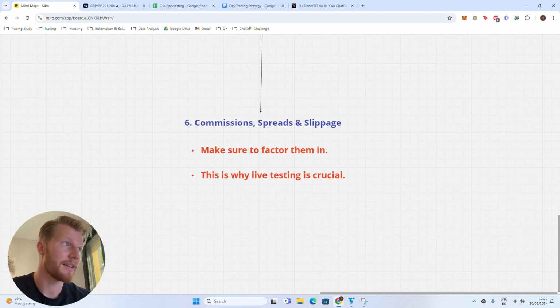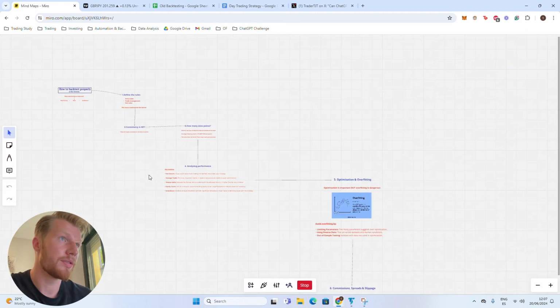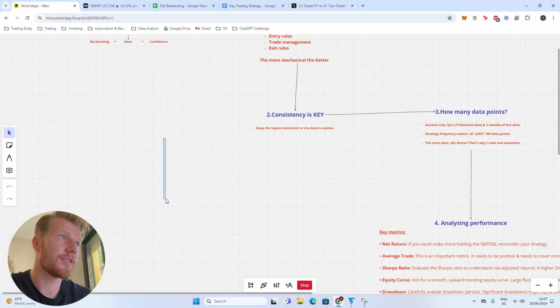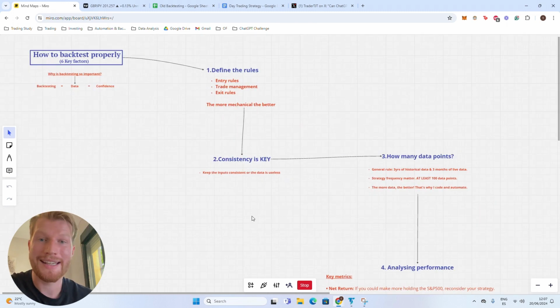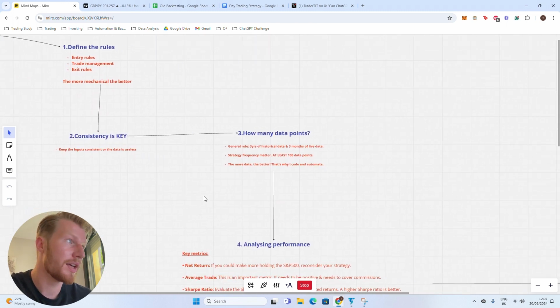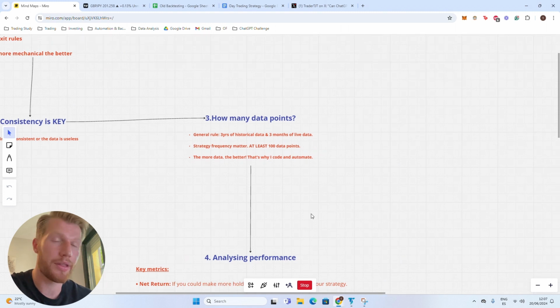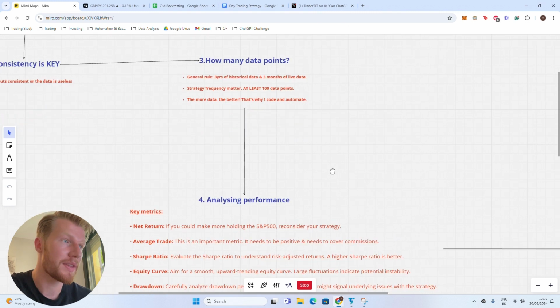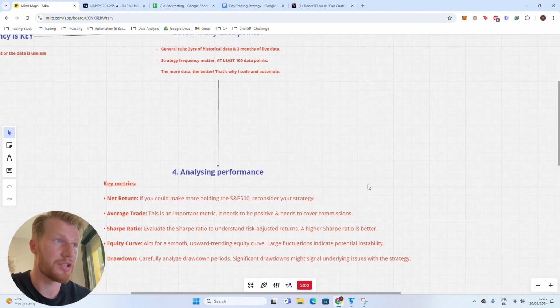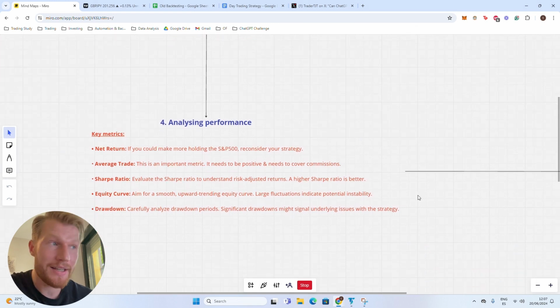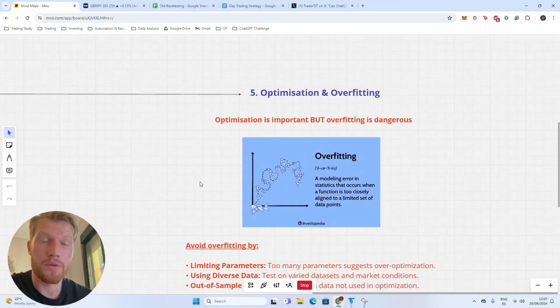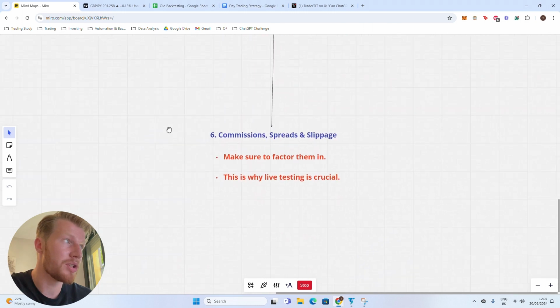But as I said, let's zoom out here. Here it is. How to backtest properly, the 6 factors. Define the rules, be consistent with those rules. You're going to want at least 3 years of data, 3 months of live market data. Analyze that strategy, make optimizations, but beware of overfitting, and factor in commission, spreads and slippage.